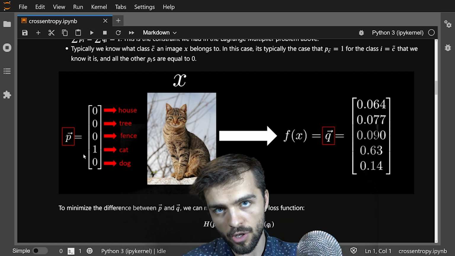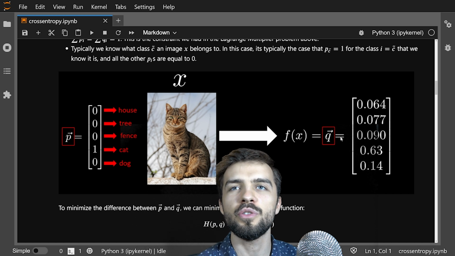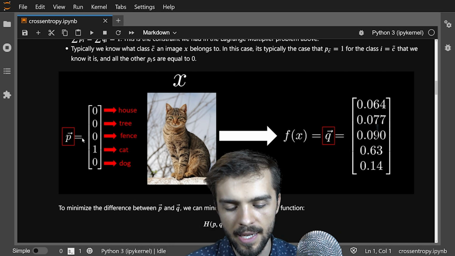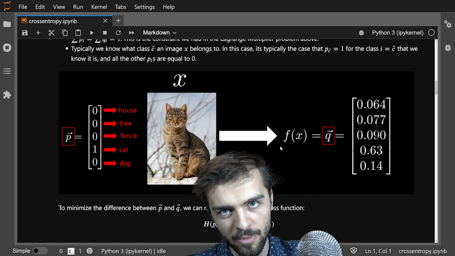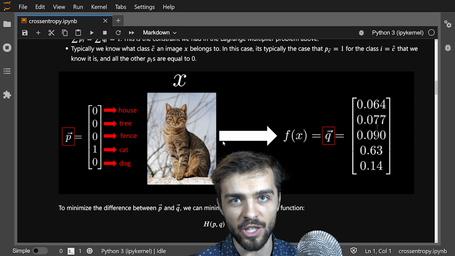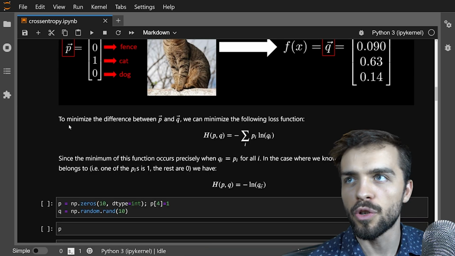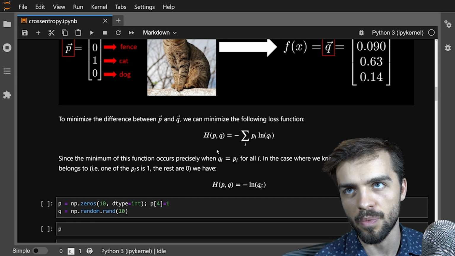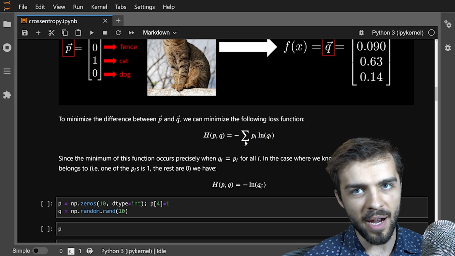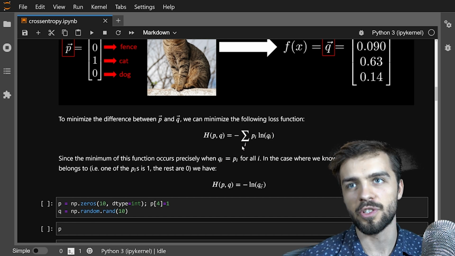And so when you're tuning your machine learning function, you use the similarity between Q and P to optimize the parameters of your function f. But of course, that's for other machine learning videos. We just want to study the cross-entropy function specifically. So to minimize the difference between p and q, we minimize the cross-entropy loss function, which is what I showed above. And of course, this is minimized when p is equal to q, the two vectors.